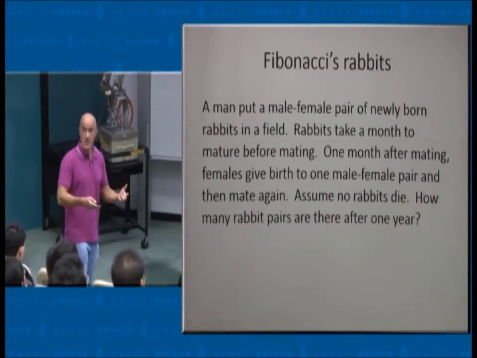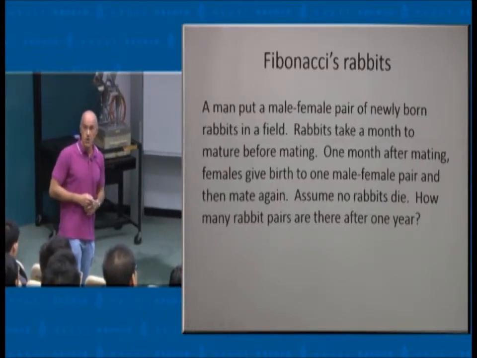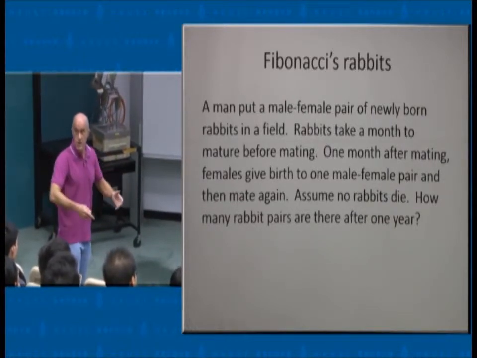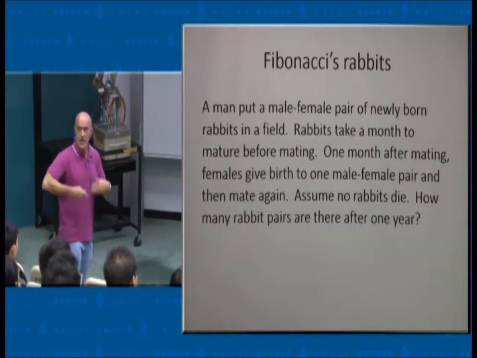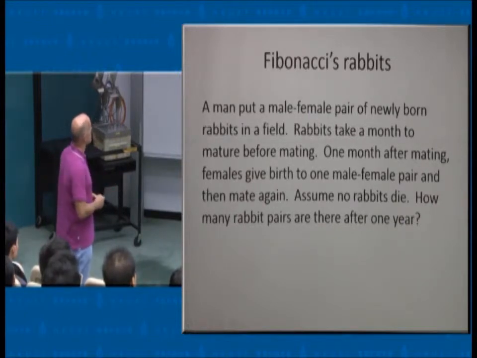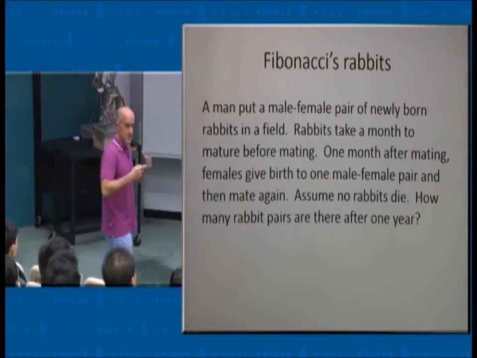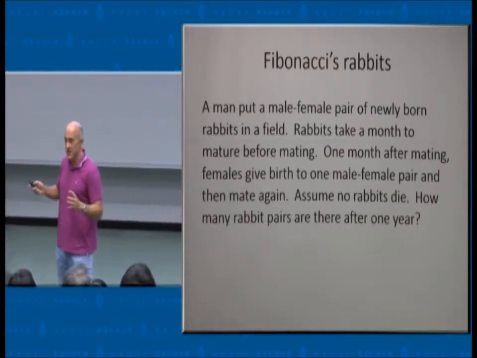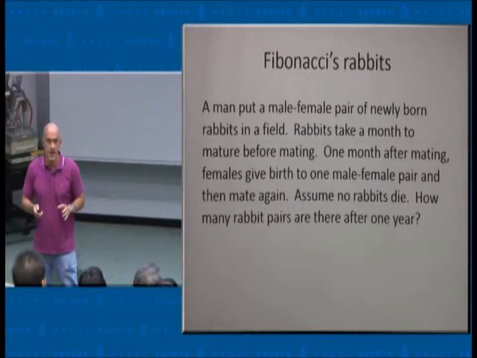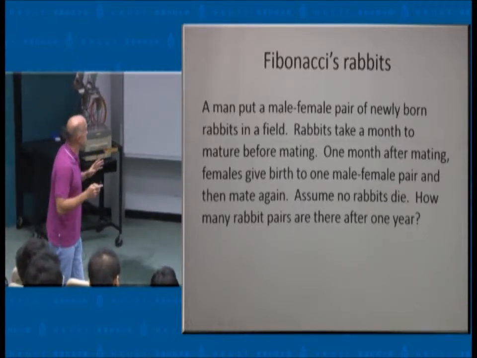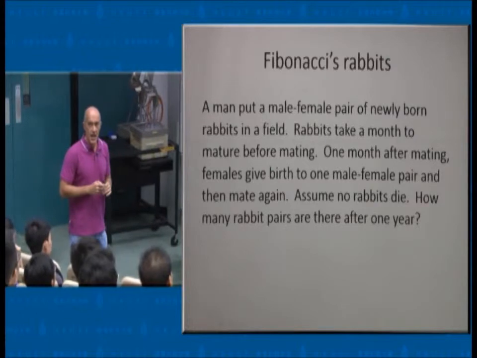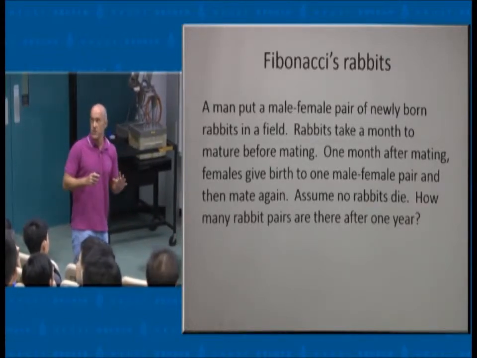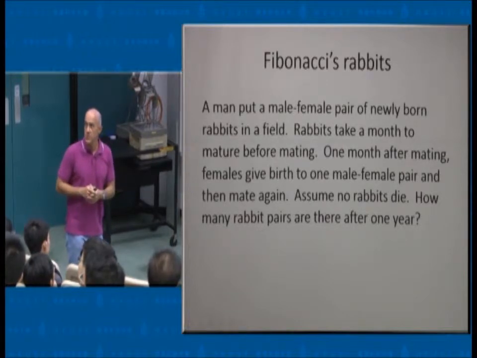And then immediately they mate again. The adult rabbits mate again. And the young ones grow up, become adults, and then they mate, and so on, okay? So we assume this is a mathematical problem. It has nothing to do with real rabbits. But it's a well-posed mathematical problem. We assume that no rabbits die. And then the question is, how many rabbit pairs are there after 1 year? Okay, after 1 year.